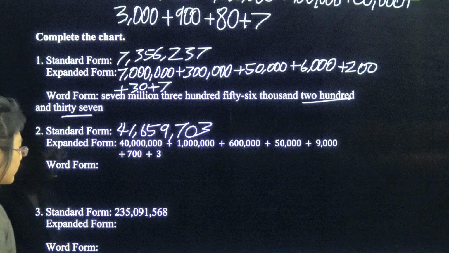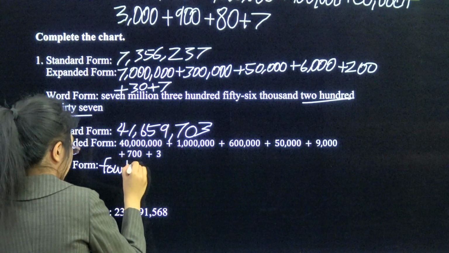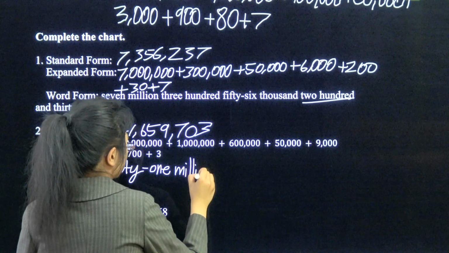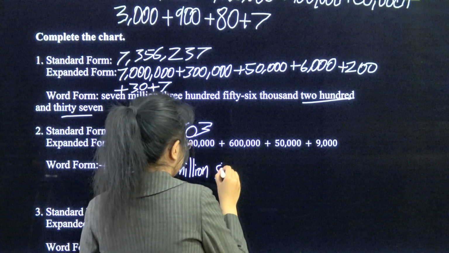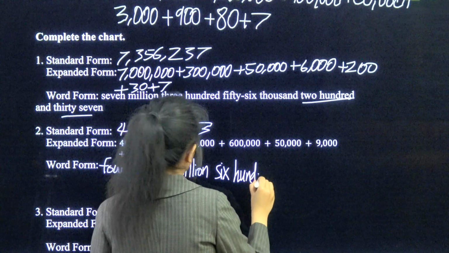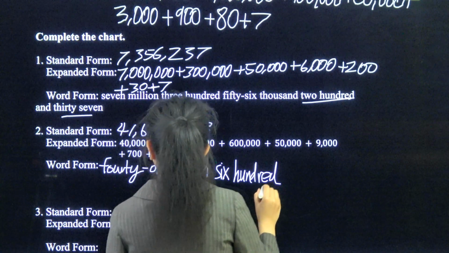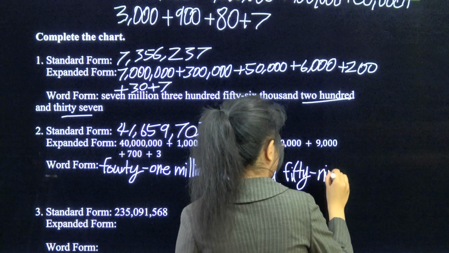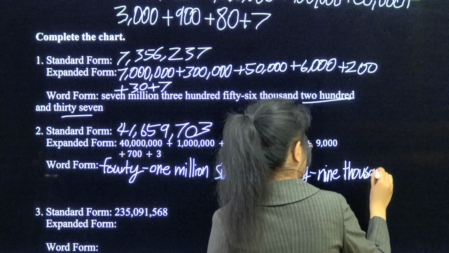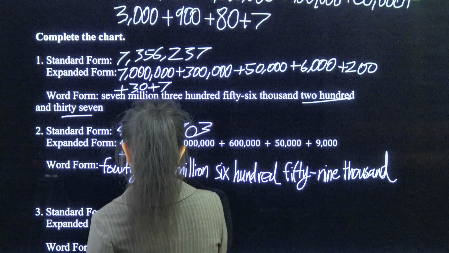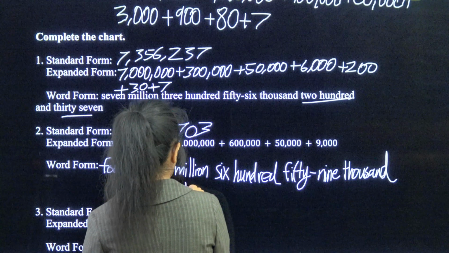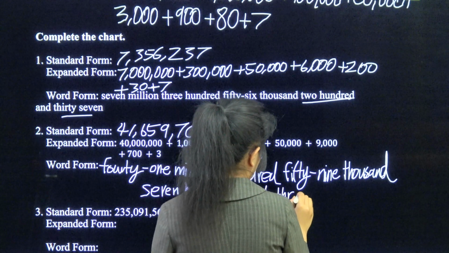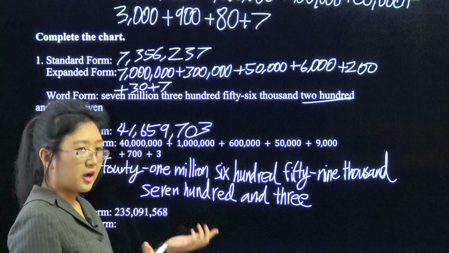What would the word form of this be? Well, 41 million 600 59,000 703.